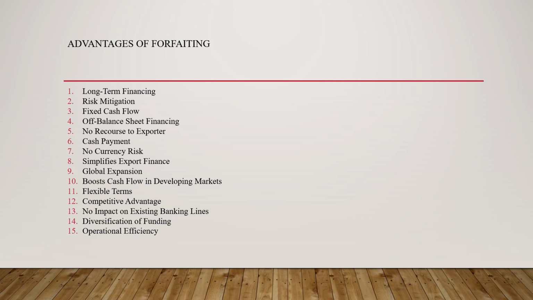Further, forfeiting doesn't affect existing banking lines of credit, allowing exporters to maintain their relationship with banks for other financial needs. Forfeiting helps in diversification of funding since it diversifies funding sources for exports, reducing reliance on traditional financing methods and enhancing financial resilience. Forfeiting reduces the administrative burden associated with collections and credit management, allowing businesses to focus more on core operations and growth strategies.